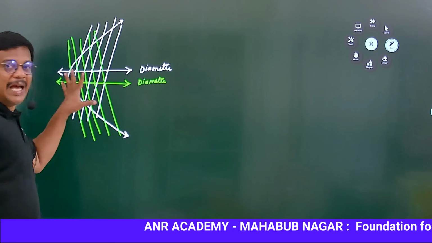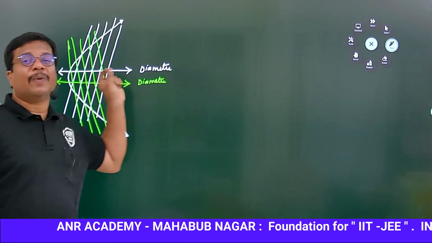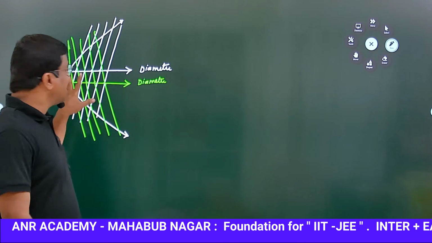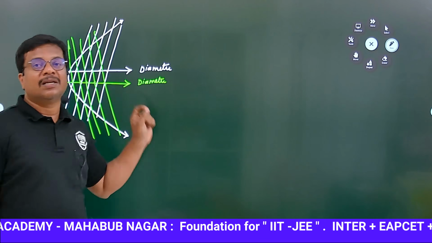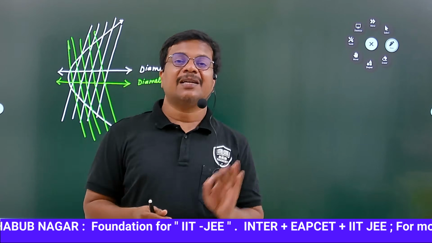But here the diameters are parallel, remember, so there is no point of intersection in this case, so particularly for a parabola, the center does not exist.